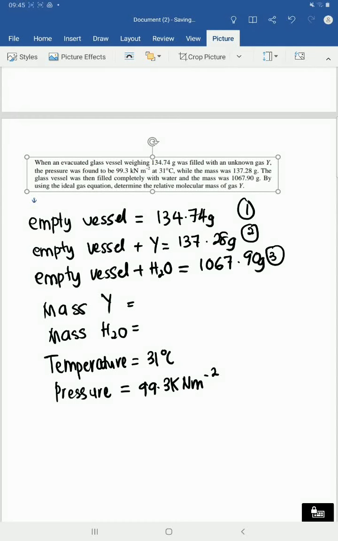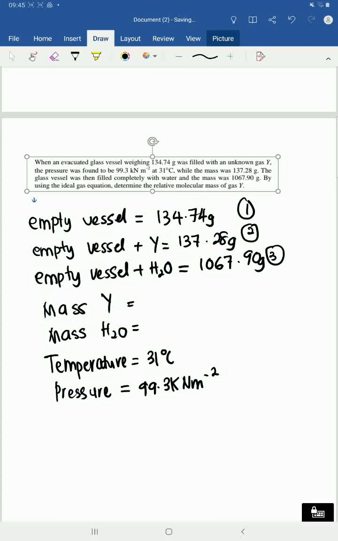Let's discuss the next question. When an evacuated glass vessel weighing 134.74 gram, which is the mass of the empty vessel, was filled with an unknown gas Y, the pressure was found to be 99.3 kilonewton per meter square at a temperature of 31 degrees Celsius, while the mass was 137.28 gram.